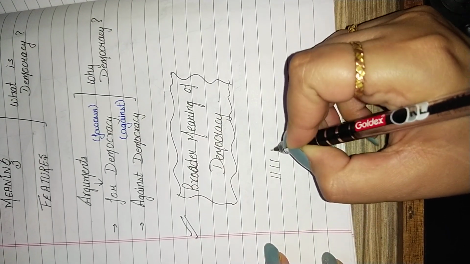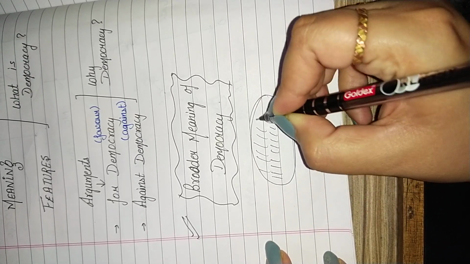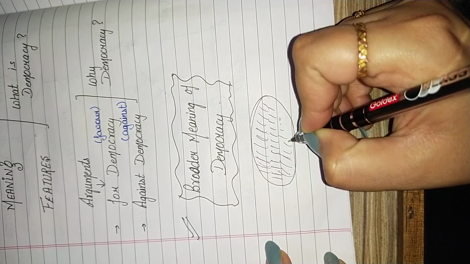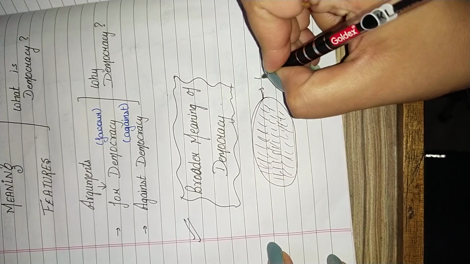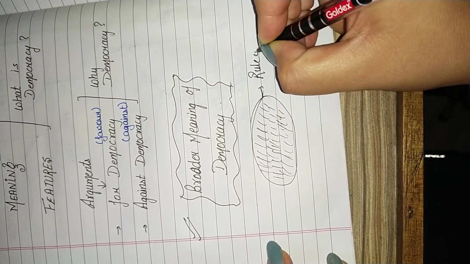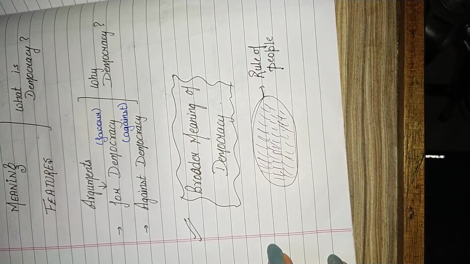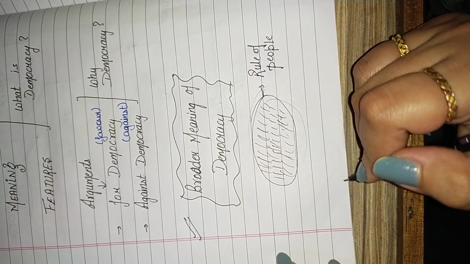As an example, suppose this is a particular country, and we have a number of people in the country. People used to say, and we used to say, democracy is the rule of the people. But what if all these people start ruling together?